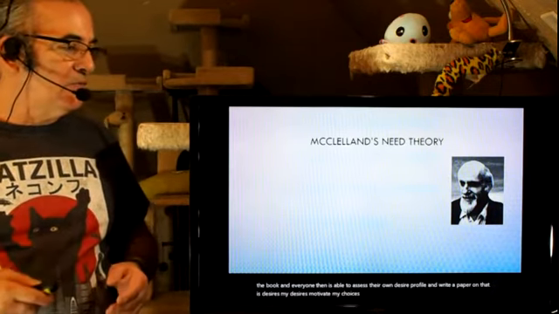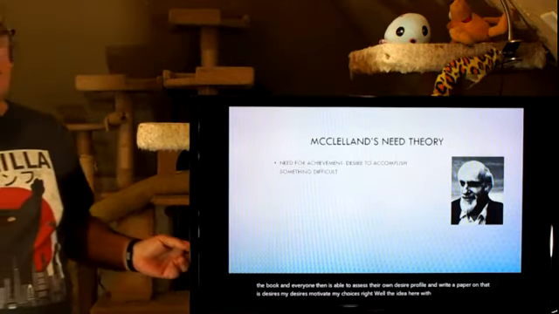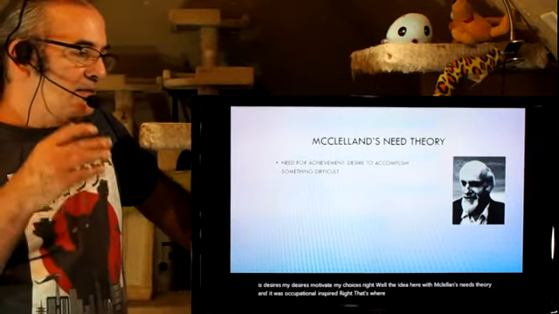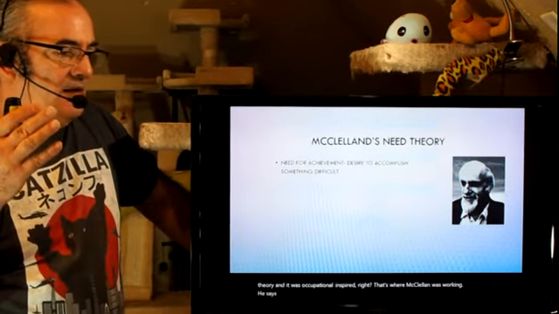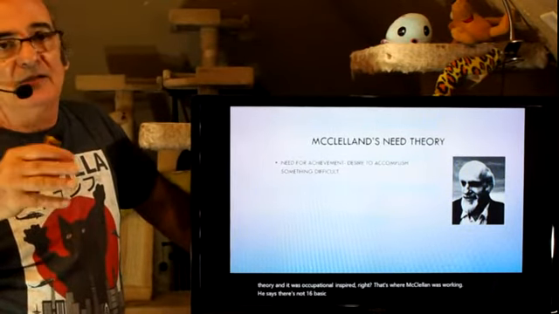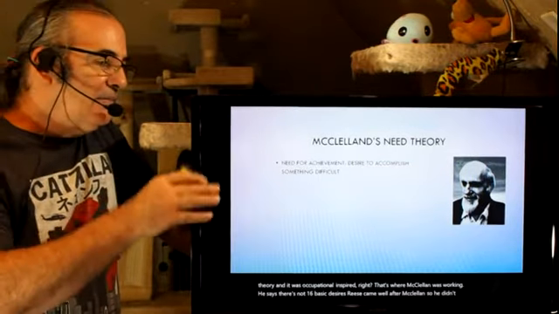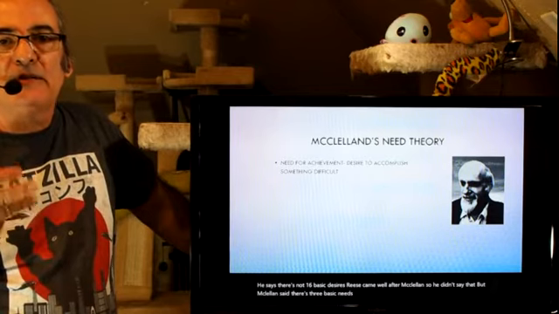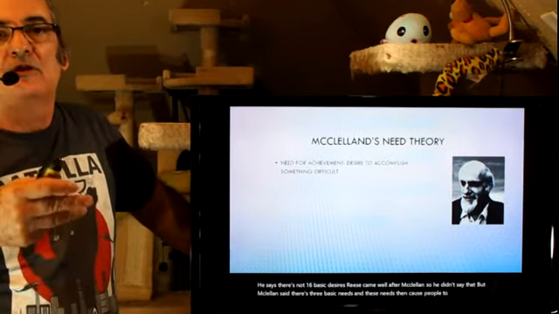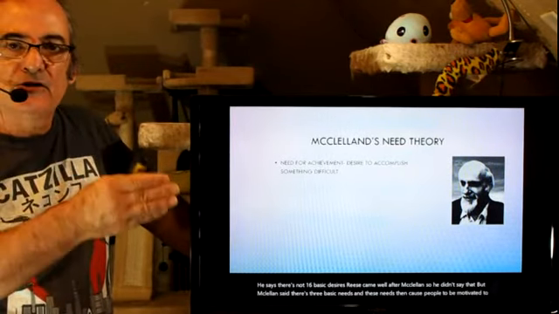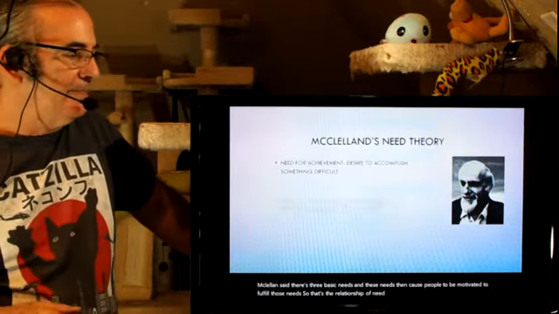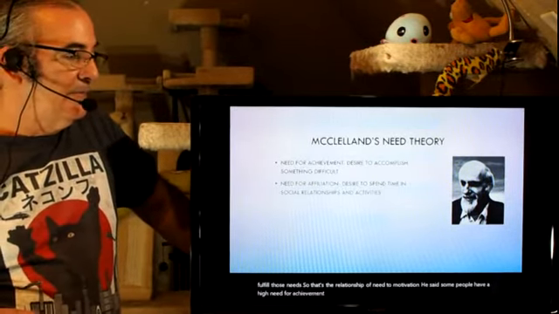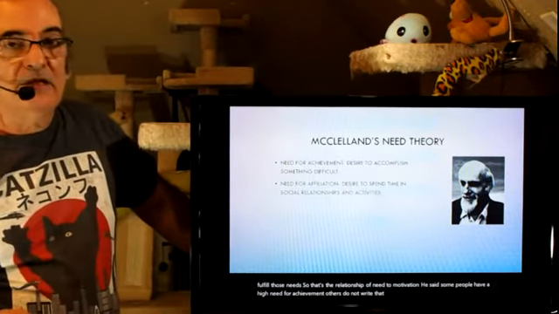Well, the idea here with McClelland's need theory, and it was occupationally inspired, that's where McClelland was working. He says there's not 16 basic desires. Reiss came well after McClelland, so he didn't say that. But McClelland said there's 3 basic needs, and these needs then cause people to be motivated to fulfill those needs. So that's the relationship of need to motivation. He said some people have a high need for achievement, others do not. That is, the desire to accomplish something difficult.